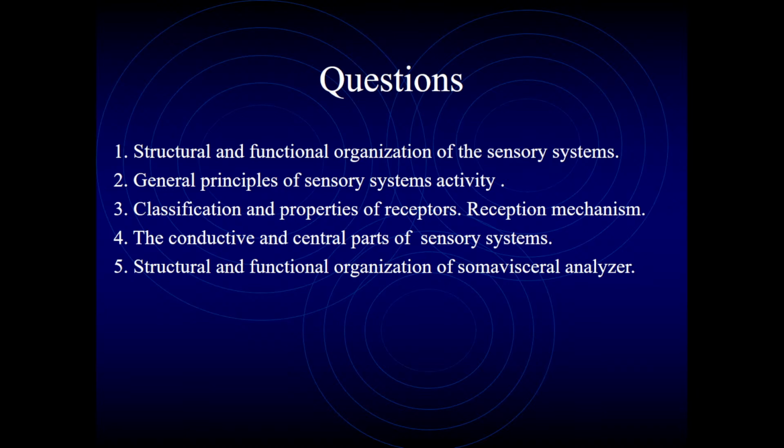I'll begin with general physiology of sensory systems. Our organism is an open thermodynamic system. It constantly interacts with the environment. For an adequate interaction with the external environment, an organism must receive information about the outside world and about conditions of all its physiological systems. This is necessary to adapt the body to changing environmental conditions and maintain homeostasis.